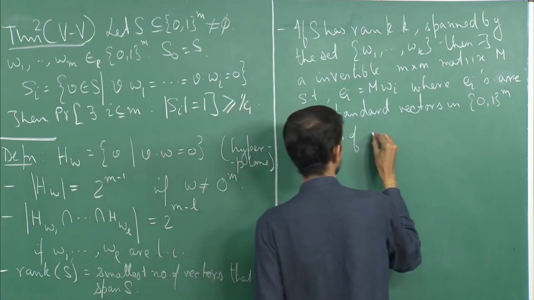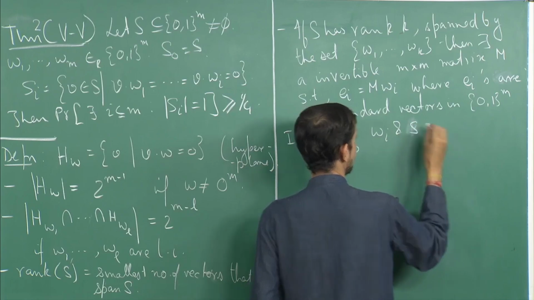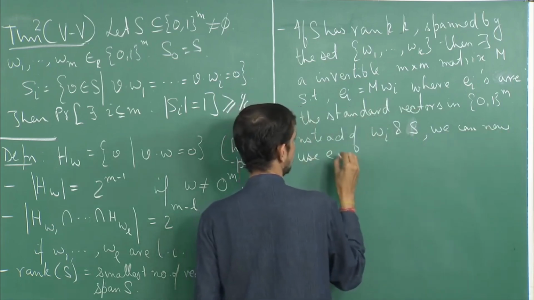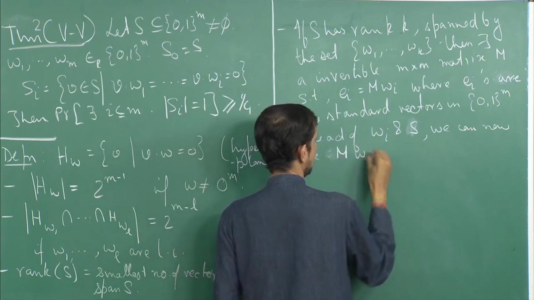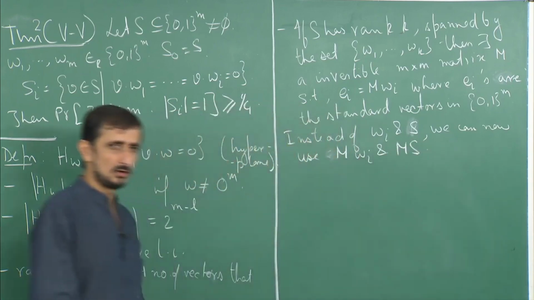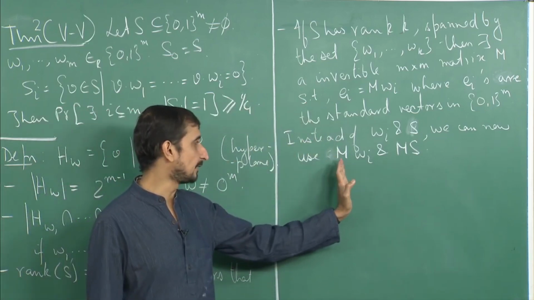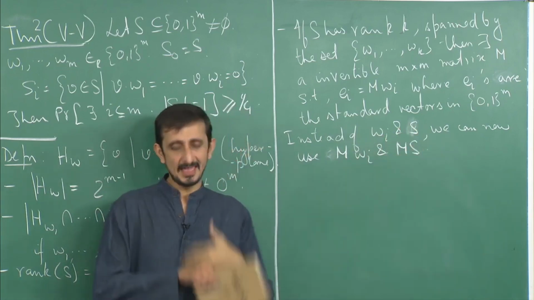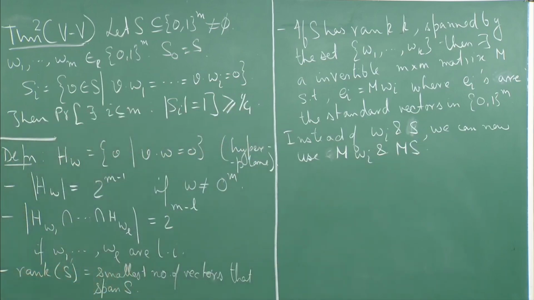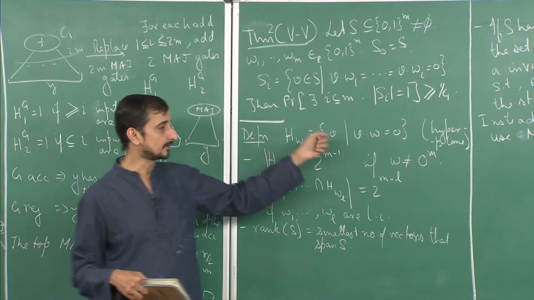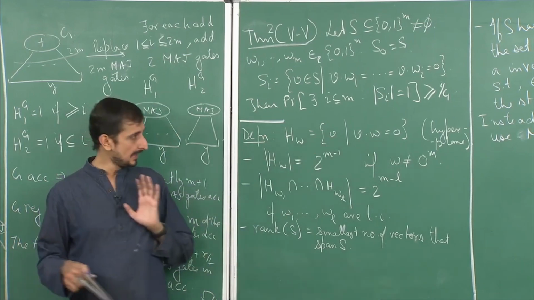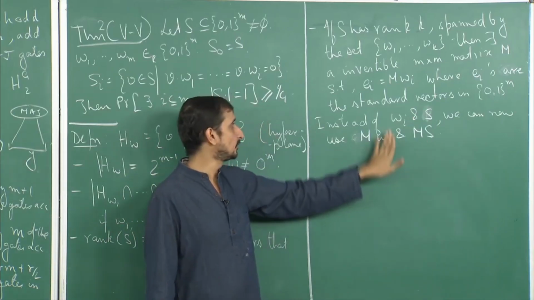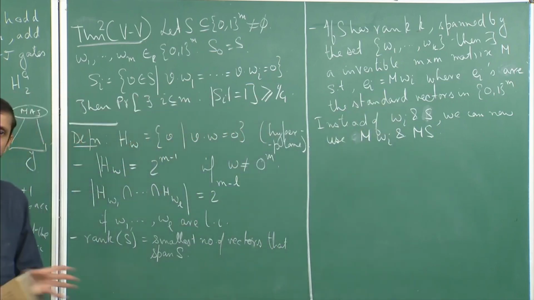Instead of Wi and S, we can now use M Wi and M S. Wherever we have Wi, I can replace that with M Wi, and wherever I have S, I can replace that with M of S. Everything else that we do for the rest of this proof, dealing with probabilities, making probability estimates, talking about the size of sets and inclusions, holds: if it holds for Wi, it will hold for M Wi, and if it holds for S, it will hold for M of S. And M Wi is nothing but Ei. So, I can work with Ei without any loss of generality.